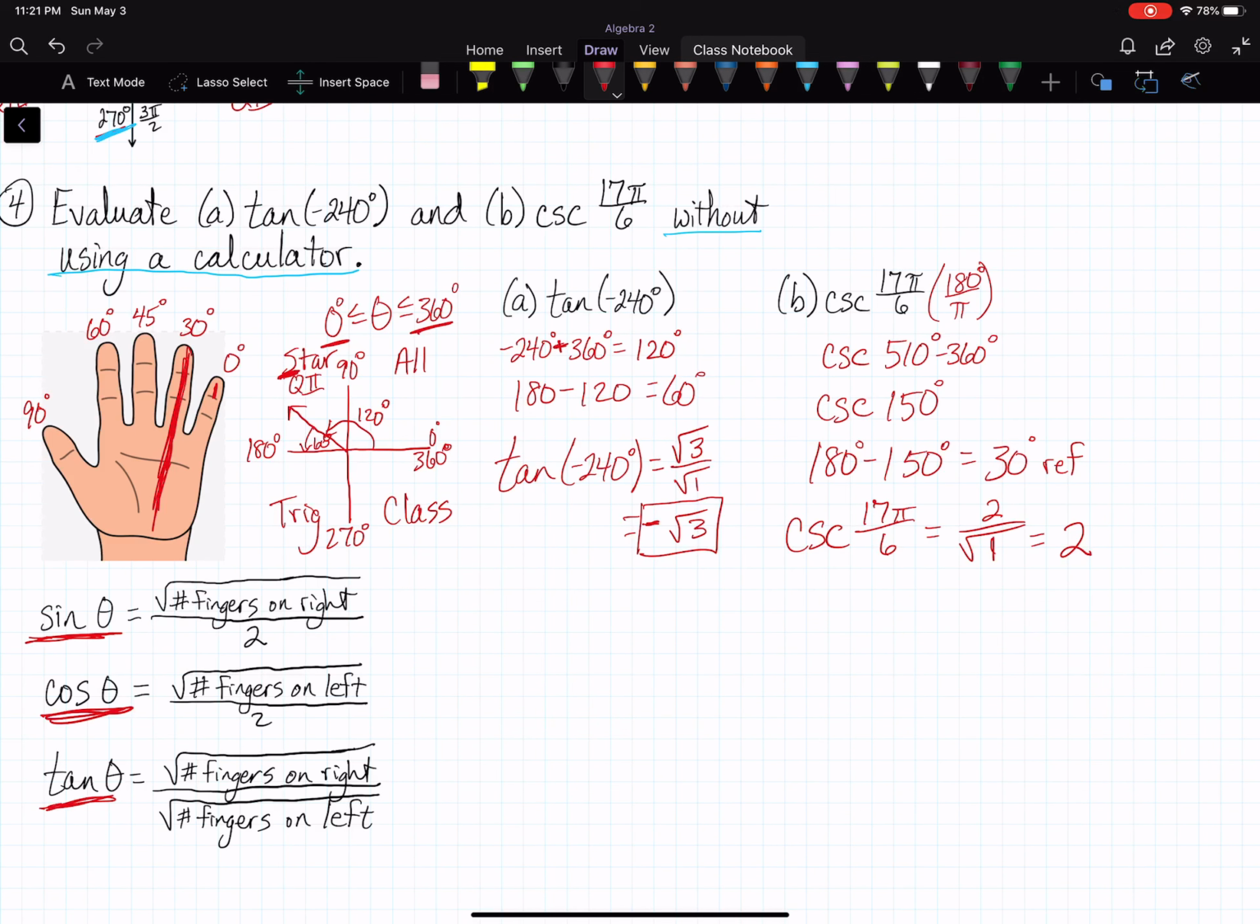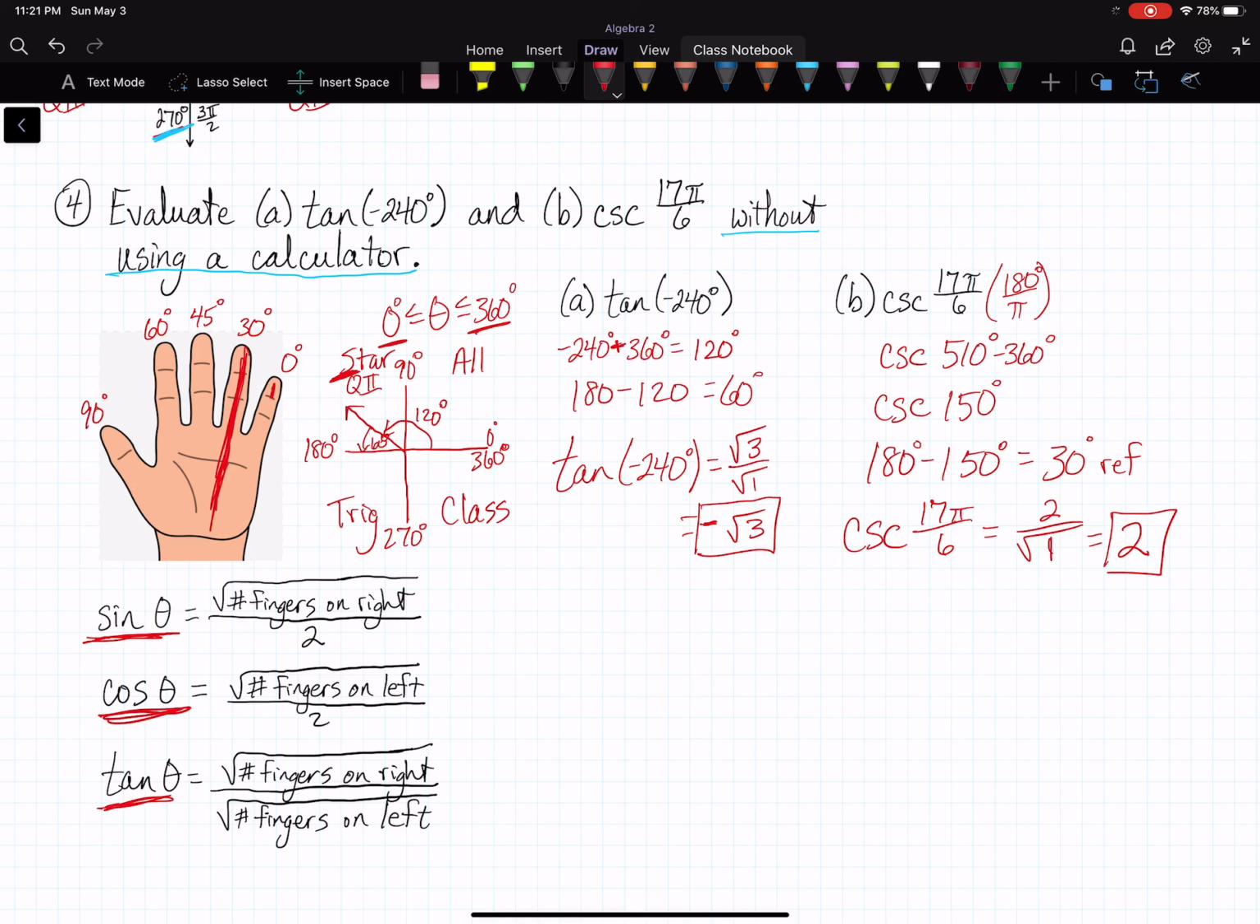Now, where are we at? We're in quadrant 2. So again, the ones that should be positive in quadrant 2 are sine and its reciprocal, cosecant. So we leave this as positive. If we had been getting the cosine of this or the cotangent of this or the secant of this, we would change that 2 to a negative.